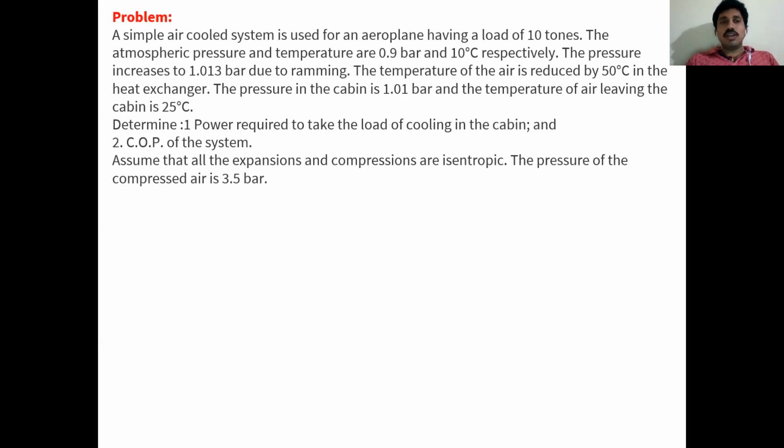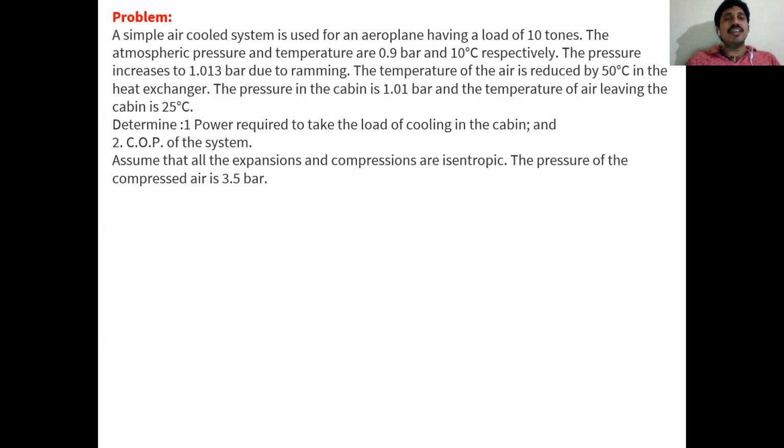Read all of you carefully. A simple air cooled system is used for an aeroplane. Clearly mentioned, aeroplane means aircraft, having a load of 10 tons. Don't get confused, 10 tons means the amount of refrigerating effect. So actually 10 TR, but they mentioned it in short way as 10 tons. The atmospheric pressure and temperature are 0.9 bar and 10 degrees Celsius respectively.